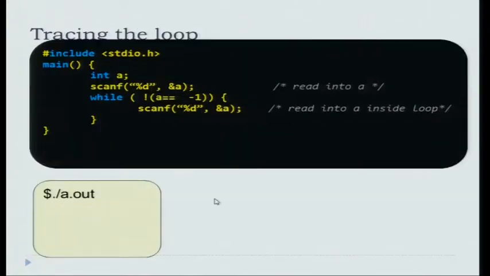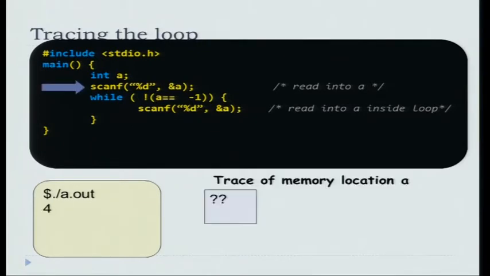Let us trace the execution of the loop on a sample input to understand how it works. In a box I will represent the memory location A and its current content. I run the program after compiling, a.out, and let's say that I enter the number 4. Now you scan the number 4, so memory location A becomes 4. Now 4 is not -1, so you enter the loop.